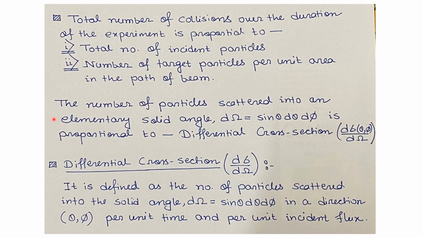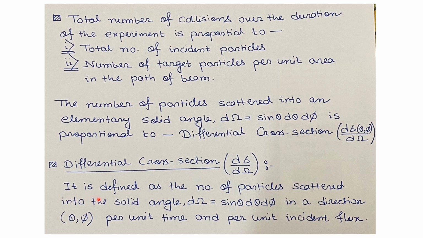Now the number of particles scattered into an elementary solid angle d omega, equal to sine theta d theta d phi, is proportional to a new quantity, that is the differential cross section, and mathematically that is denoted by d sigma d omega as a function of theta and phi in spherical polar coordinates. Now let us see what is meant by differential cross section d sigma d omega.